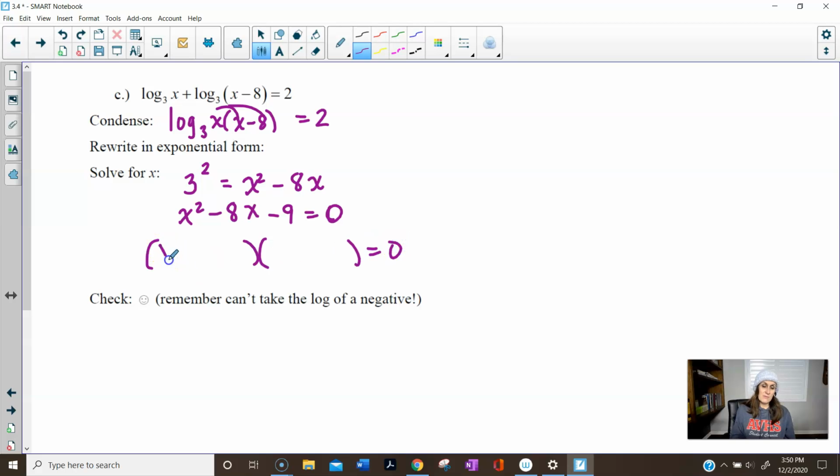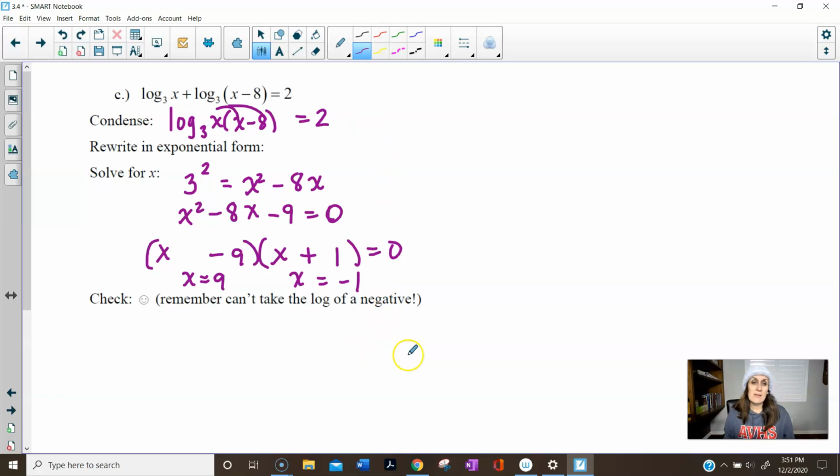So you have x times x is x squared. And 9 times 1 is 9. And we want this to be negative and the 1 to be positive. So x is going to equal positive 9 and x is going to equal negative 1.